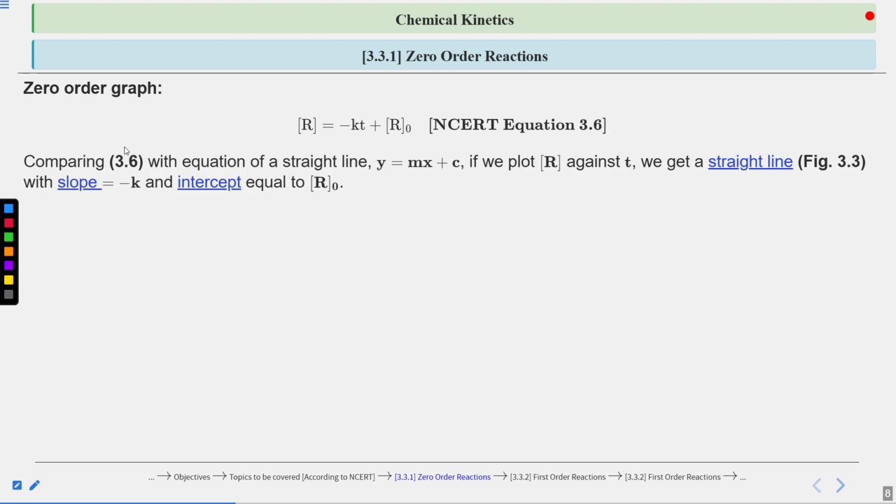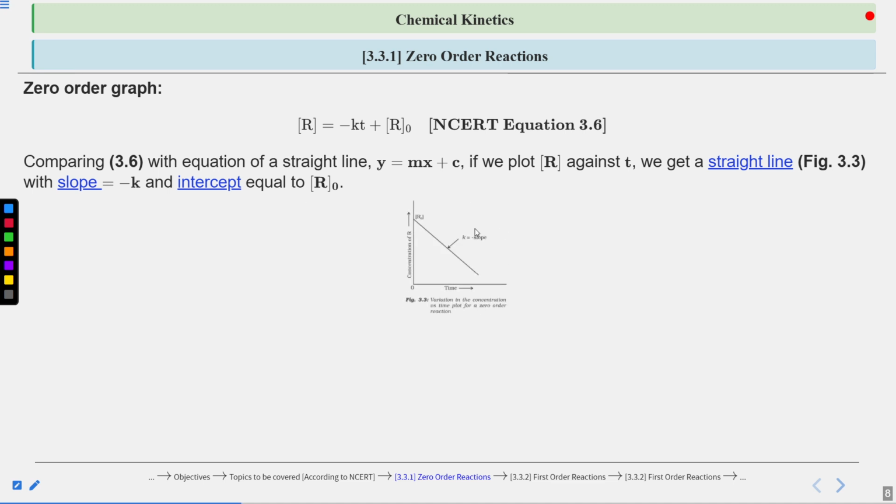Now comparing equation 3.6 with the equation of a straight line, which is y equals mx plus c. This you have also studied in mathematics in straight lines. When you compare, you have to compare the 3.6 equation with the straight line equation y equals mx plus c. And if we plot a graph of R, that is the concentration of R, against time, we get a straight line. Figure 3.3 is that plot, with the slope of minus k and intercept equal to R naught.